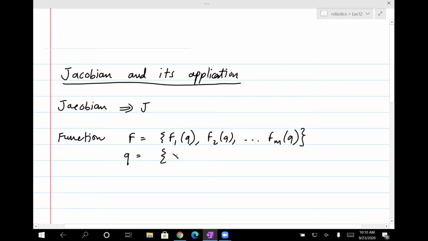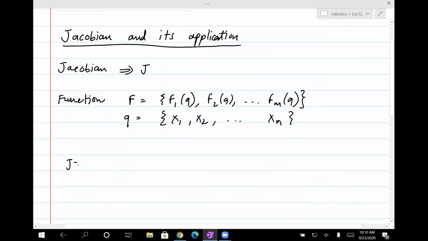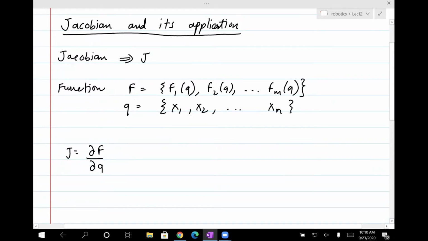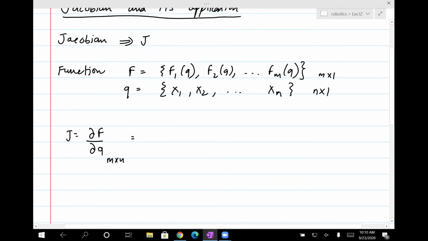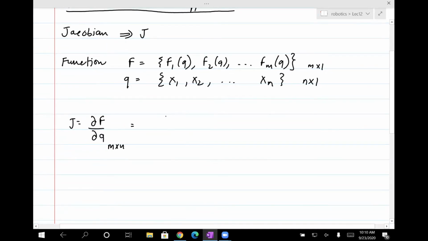So q could be x1, x2, it could be x, y, so on. So let's say x1 to xn. So given this, the Jacobian is defined as the partial derivative df by dq. So note that f is a vector, q is a vector, f has dimensions m cross 1, q has dimensions n cross 1, and df dq has dimensions of m cross n. So I'm going to define it now.